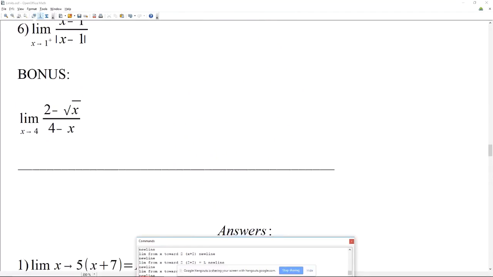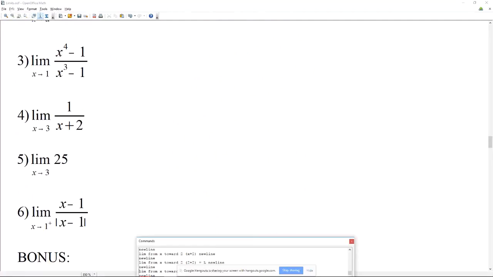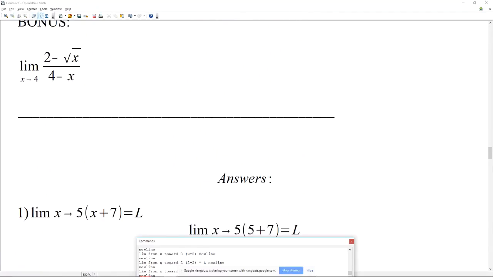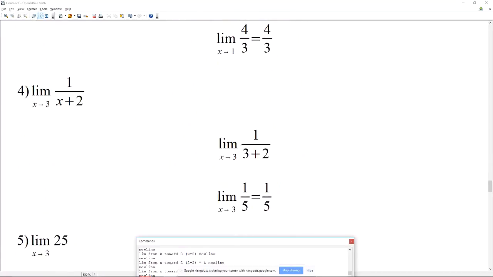The next problem here is number 4. As x approaches 3, 1 over x plus 2. You just plug in the 3, you get 1 over 5. That limit is easy. Good. All right. And x cannot equal -2, obviously. Correct, because then I have 0. So you just plug in 3 here because I can't blow it up.